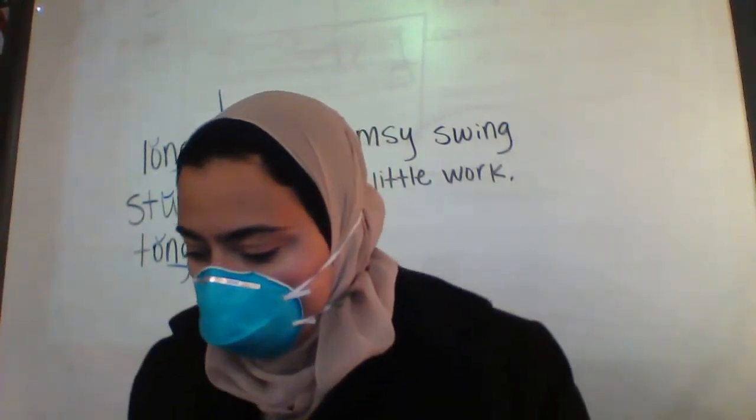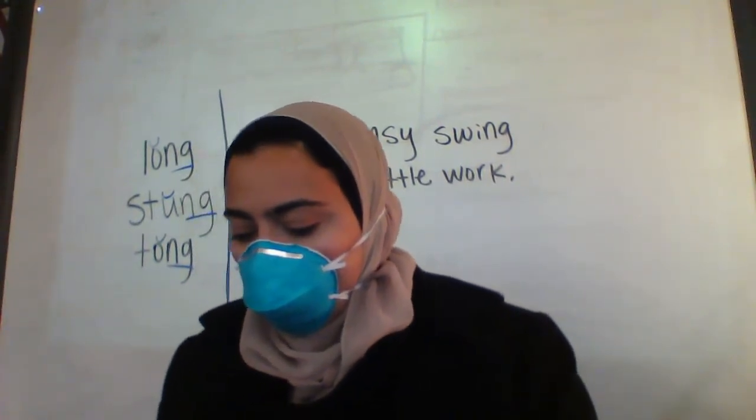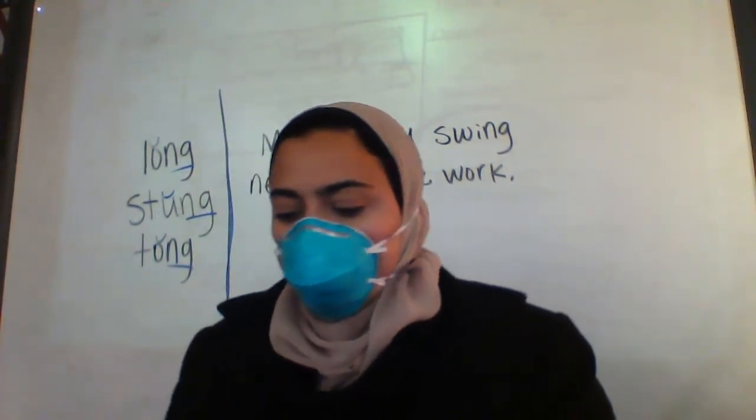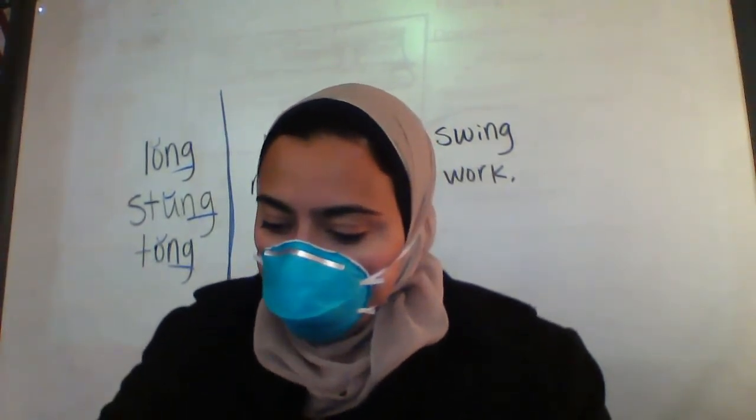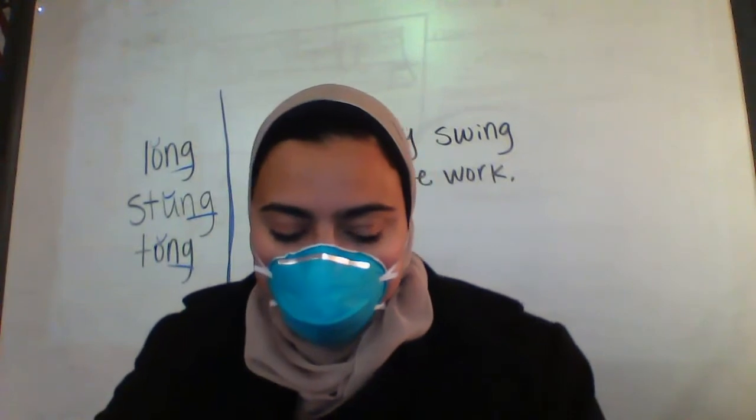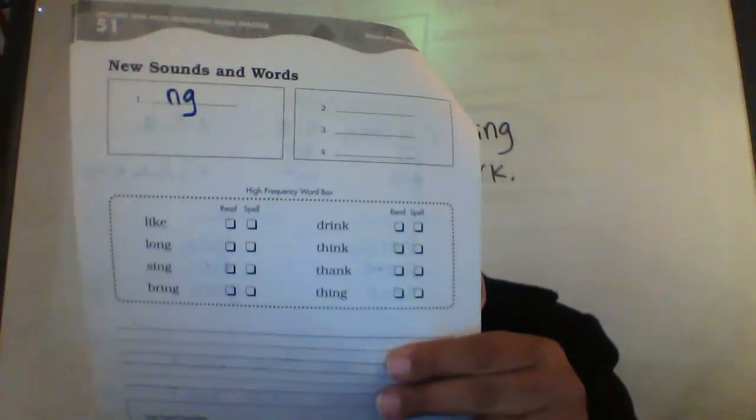Get out your spelling high frequency word practice sheet. Turn to the back. Put your finger next to number one and echo the sound ing. Very good. Now write that down. How do we spell it? N-G. So you're going to write that down next to number one. N-G. Paper should look like this.